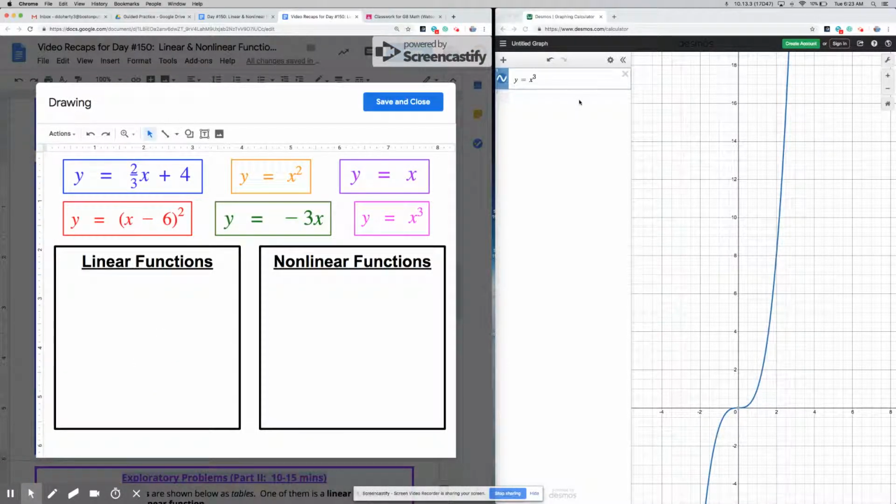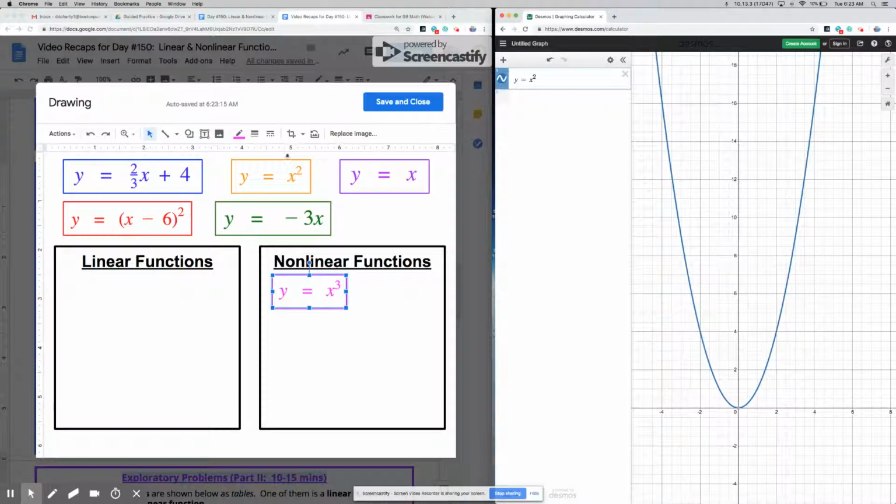And already, still sitting on our screen from the last problem, y equals x cubed. Any time a variable is raised to an exponent other than 1, we should know that they're making some kind of nonlinear graph. So here's y equals x cubed's graph. I know right away that one's a nonlinear function. I should also know that at this point y equals x squared is our common example of a nonlinear function.